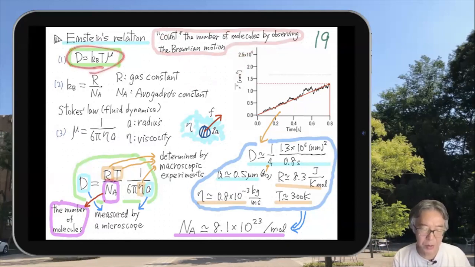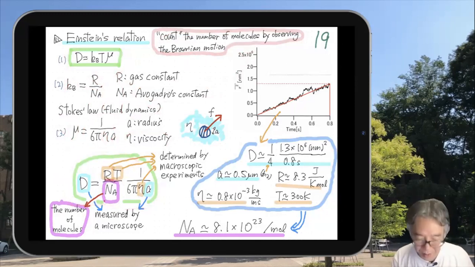So this is Einstein's relation. k_B is the Boltzmann constant, but we can write it like this, where R is the gas constant and N_A is Avogadro's constant. And this tells you the number of molecules. Now this mu is mobility, but Einstein pointed out that if this Brownian particle is large enough, you can use the result from fluid dynamics, something called Stokes' law. This mu is written as 1/(6 pi eta a), where eta is the viscosity of water, and a is the radius of this small Brownian particle. By using this, we can rewrite this Einstein relation like this.